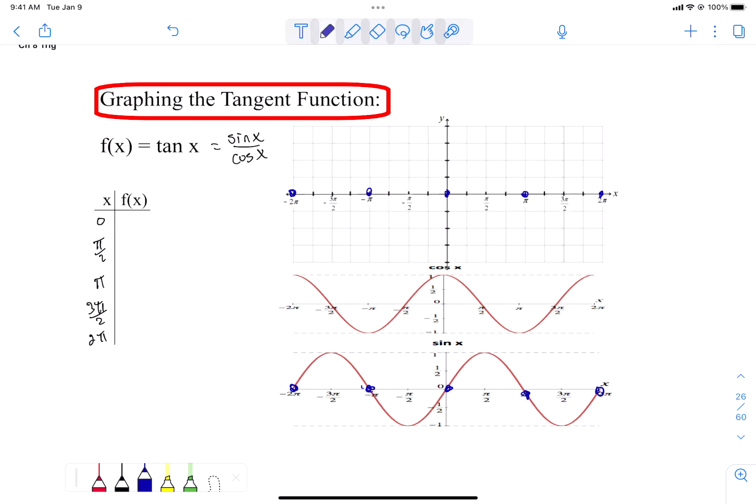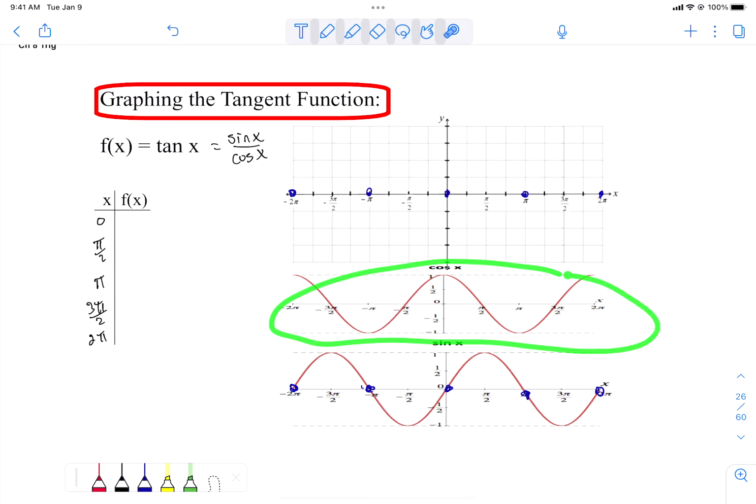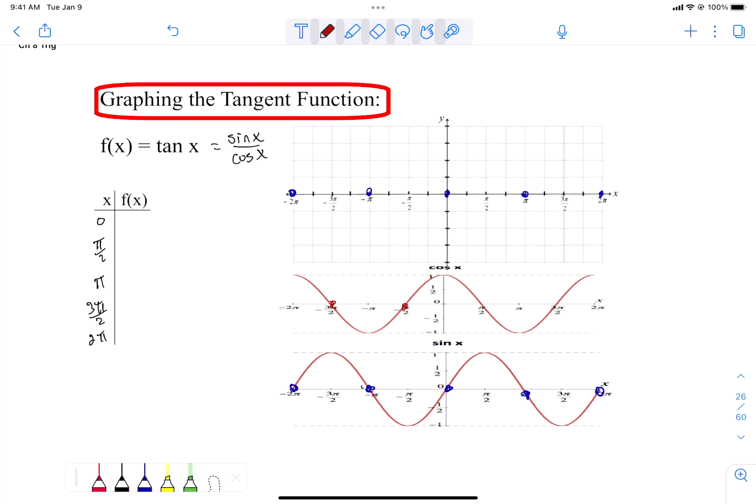Now, every place that the cosine is 0, that's going to put a 0 in the denominator. So now let's look at where the cosine graph hits 0. And so those are at the half pi's, negative 3 halves, negative 1 half pi, positive 1 half pi, 1 and a half pi, so at the half pi's. So if we have a number over 0, that's an undefined spot. In a graph, an undefined spot will be an asymptote. So there's an asymptote here at the negative pi over 2 and positive pi over 2, 3 pi over 2 and negative 3 pi over 2.